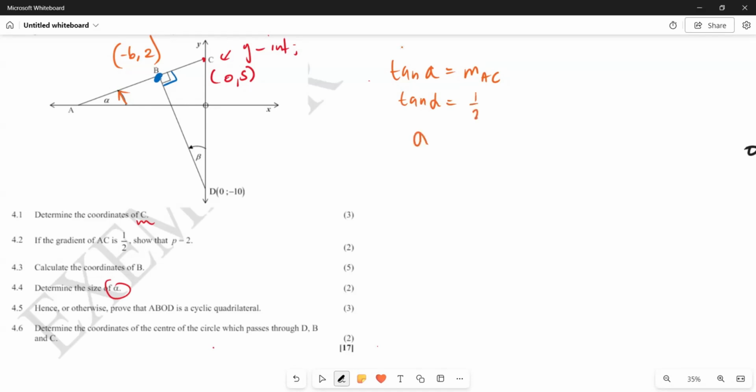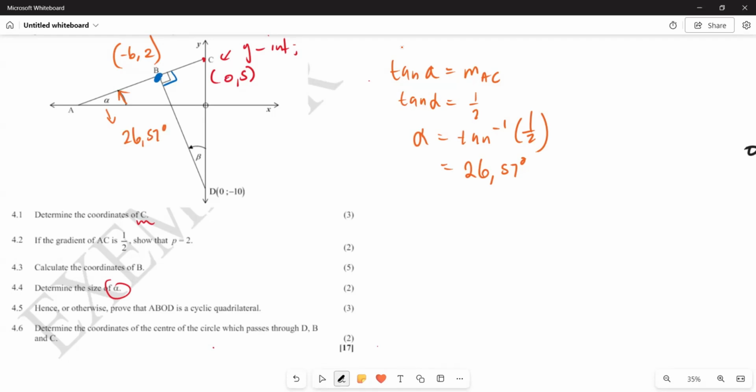Then which means your alpha here is going to be the same as shift tan of 1 over 2. And then the answer that you're going to have here is 26.57 degrees, right? So which means this is going to be the angle here. 26.57 degrees. That's going to be your angle of inclination for your alpha.